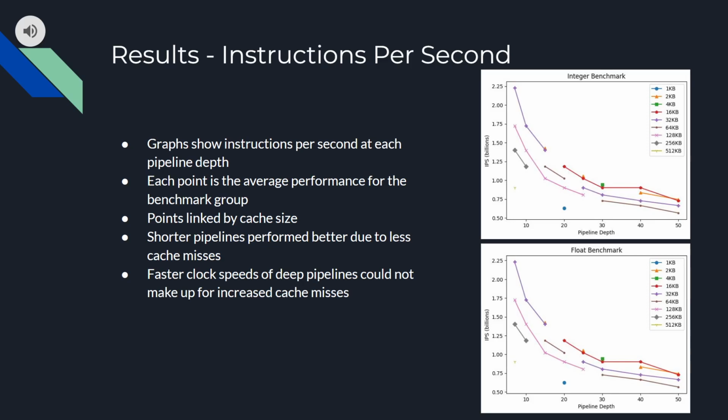The lines on the graph highlight the cache sizes that were used to perform that experiment. We can see that shorter pipelines with higher cache sizes perform better because they have fewer cache misses and more cache hits, even though they have a slower clock rate. However, deeper pipelines perform worse than shorter pipelines, even though they have faster clock rates, which also causes more cache misses.